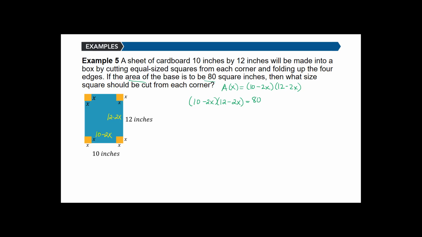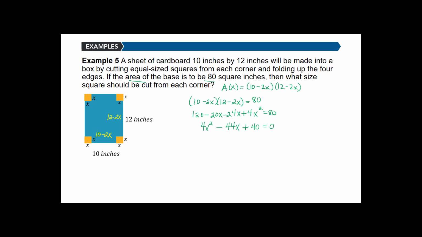So here I would have to solve this equation by first multiplying the left side. I would get 120 minus 20x minus 24x plus 4x squared is equal to 80 after I distribute. Then I need to combine like terms and set one side equal to 0. So in standard form, I would write this as 4x squared. Negative 20x minus 24x is minus 44x. Notice here I have a plus 120, but I will need to subtract the 80 to set it equal to 0. So that will be plus 40 equals 0.